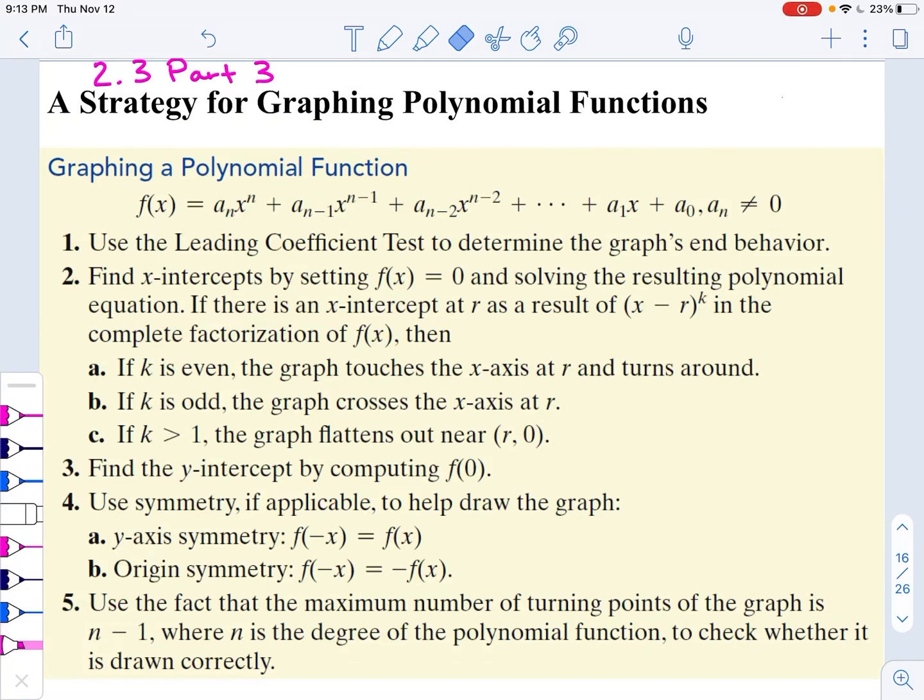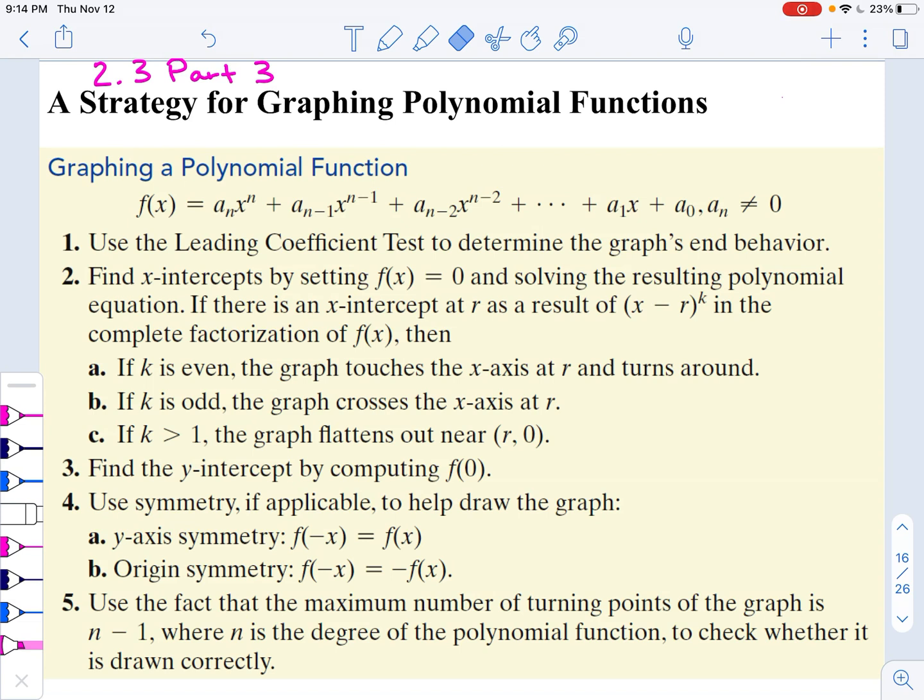Looking at section 2.3, part 3, a strategy for graphing polynomial functions, we are going to go through the 5 steps to graph a polynomial function. We've kind of been getting our feet wet with looking at our polynomial equations. We've been looking at the leading coefficient. We've been looking at the degree of the polynomial function and determining what in general the graph is going to look like, and we've been drawing some rough sketches.